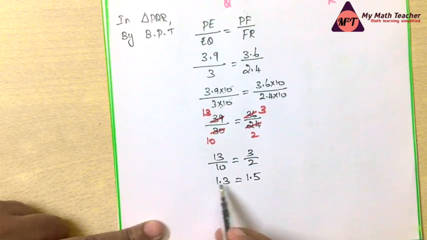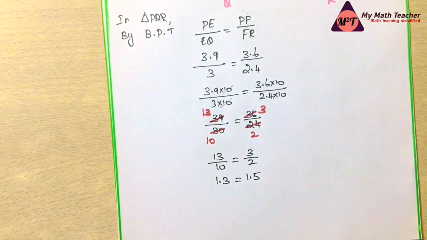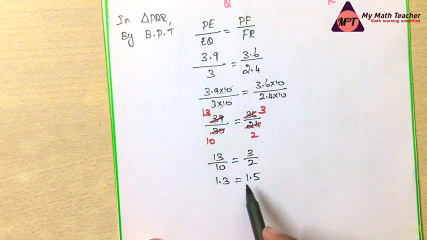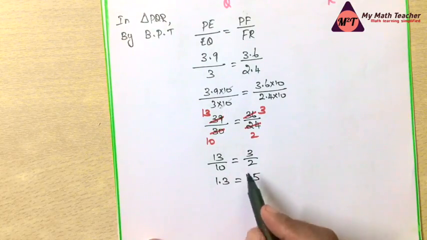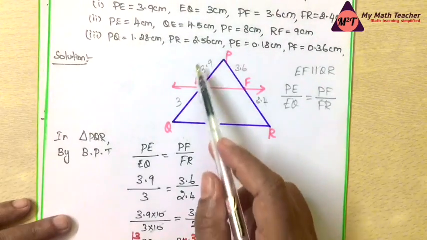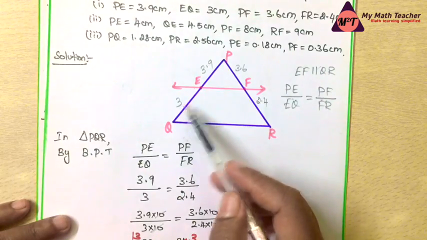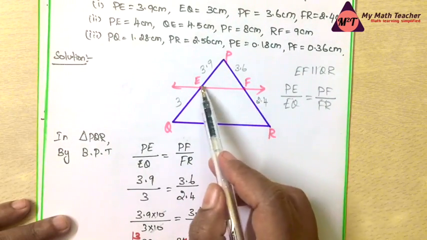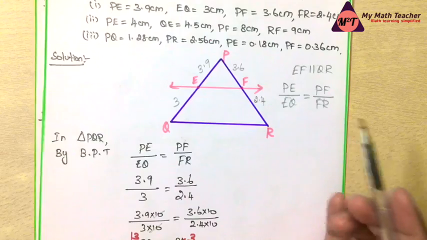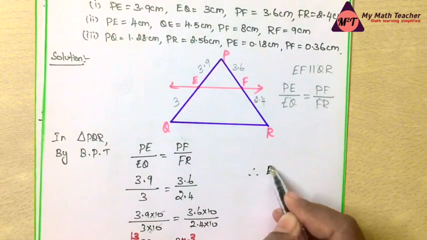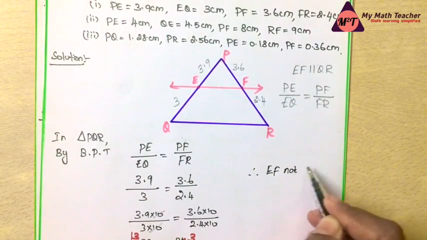Now we can see 1.3 on the left side, whereas on the right side we have got 1.5. Definitely they are not equal. When the given values are not equal, both the LHS and RHS, we can say EF is not parallel to QR. Therefore we can write EF is not parallel to QR.